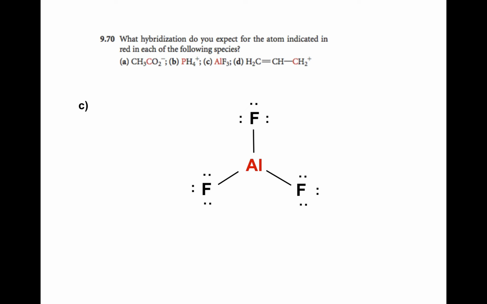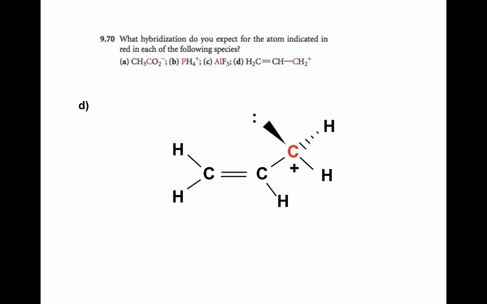If we're looking at aluminum trifluoride, 3 bonded pairs, no lone pair. We're breaking the octet rule here. 120-degree bond angle, trigonal planar geometry, sp2 hybridization. And if we're looking at the third carbon in this cation, we've got 2 bonded pairs and a lone pair. So a tetrahedral arrangement of all the electron pairs, trigonal pyramidal geometry. That's an example of sp3 hybridization.